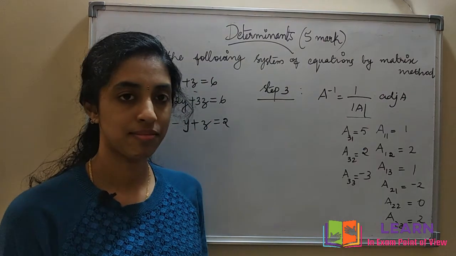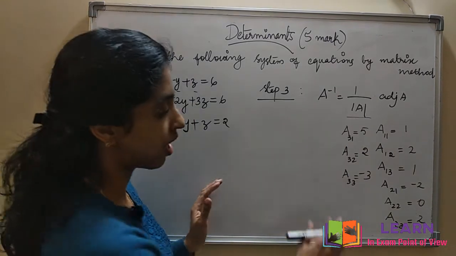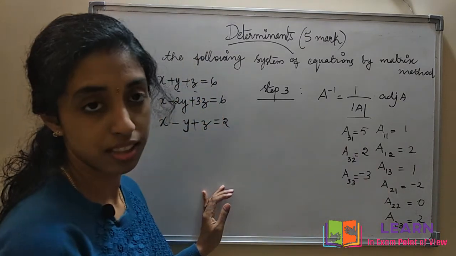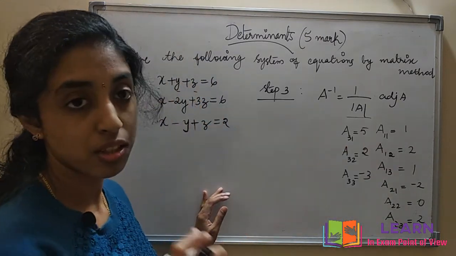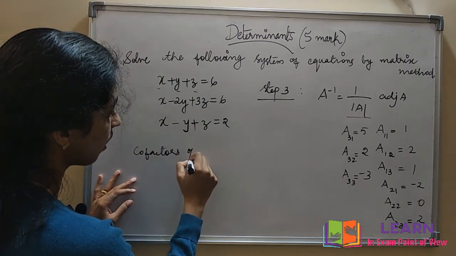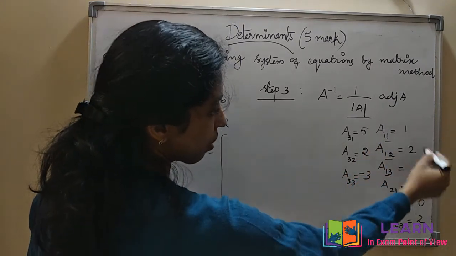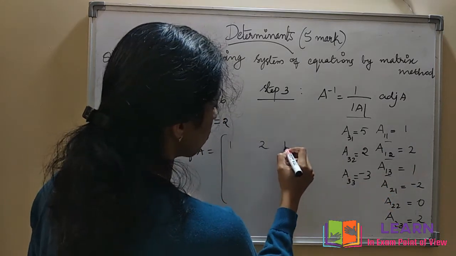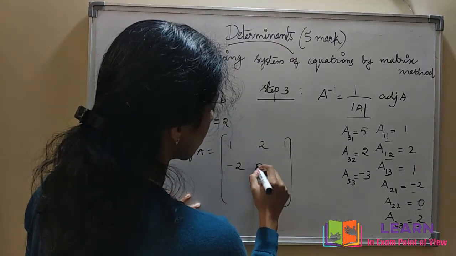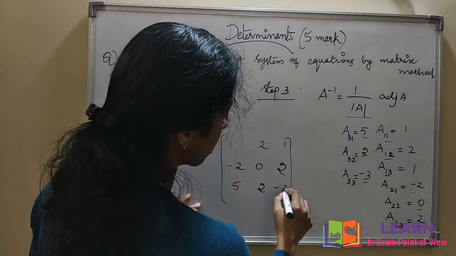Okay, so students, we have got the cofactors of the determinant A. These are the elements, that is A11, A12, A13, and similarly up to A33 we have found the cofactors of A. So you can write the cofactors of A as a matrix. That is 1, 1, 1, 2, 1, 3 as first row elements. Second row elements we have -2, 0, 2. Third row elements 5, 2, -3.